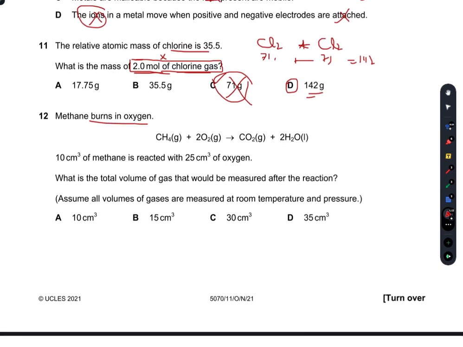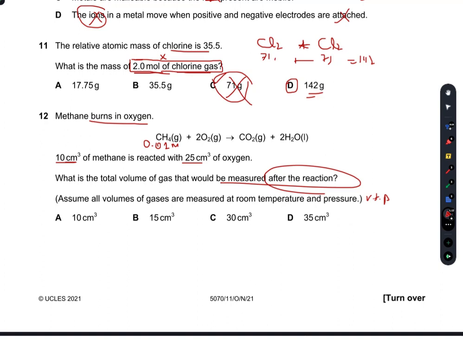Methane burns in oxygen. 10 centimeter cube of methane is reacted with 25 centimeter cube of oxygen. What is the total volume of the gas that would be measured after the reaction, if all the gases are measured at RTP? So what can we infer from this? That we are reacting 10 centimeter cube of methane, that is 0.01 moles of CH4, with 25 centimeter cube of oxygen.